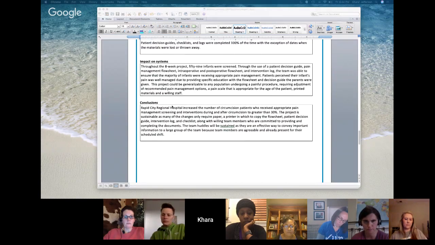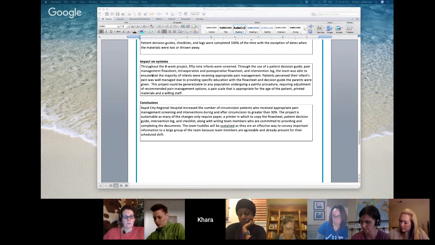And then your impact on the system. This is where you're telling us what is the significance at the local level and what you think from your project you would be able to take and generalize in another site. You must have those two elements in there. You have to talk about impact and you have to talk about generalizability. And you have 4 sentences to do this. So she's telling us right from the start, during the 8-week project, 59 infants were screened. Okay, so that is telling us the impact on the system.